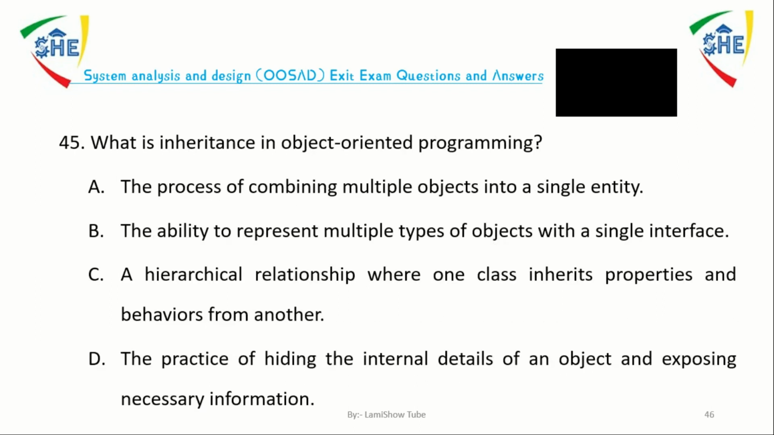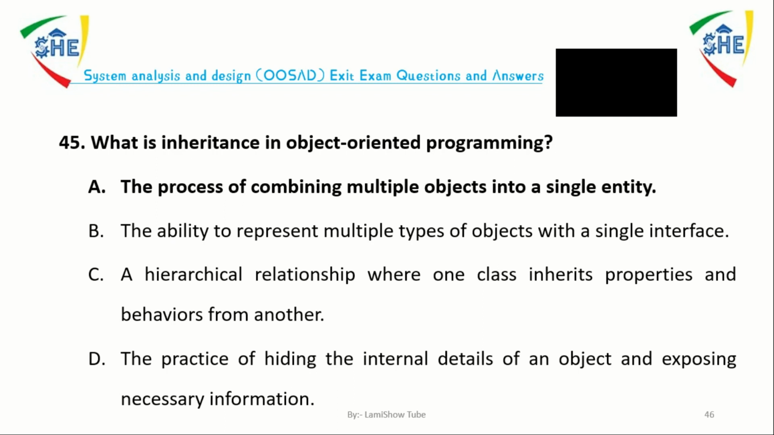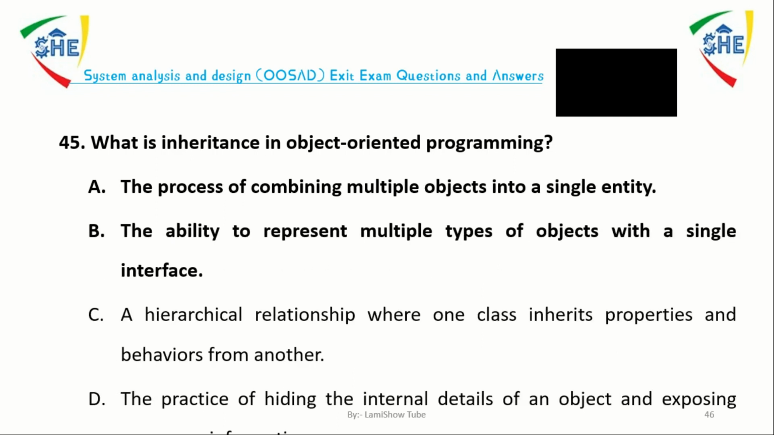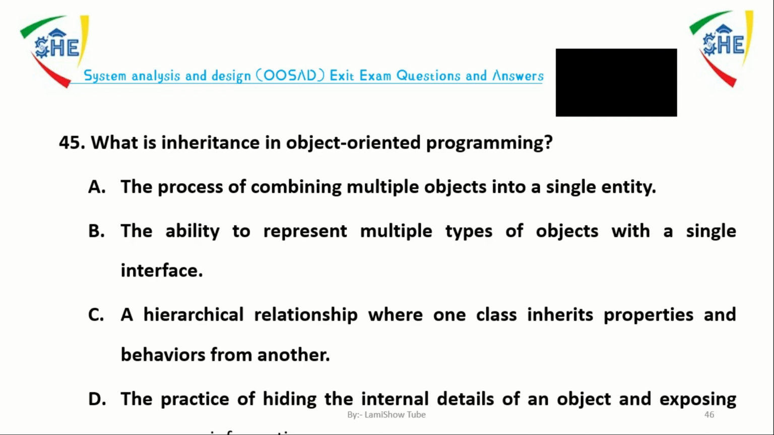Question number 45. What is inheritance in object-oriented programming? A. The practice of combining multiple objects into a single entity. B. The ability to represent multiple types of objects within a single interface. C. The hierarchical relationship where one class inherits properties and behavior from another class. D. The practice of hiding internal details of an object and exposing the necessary information.